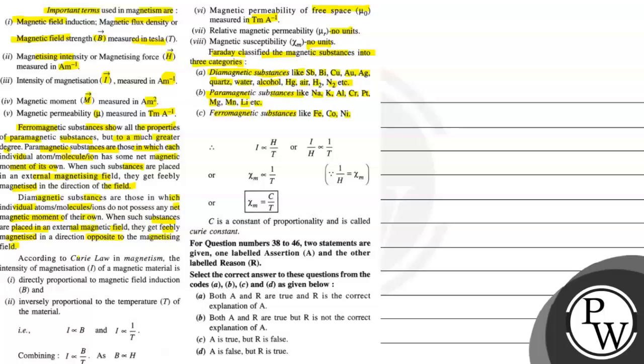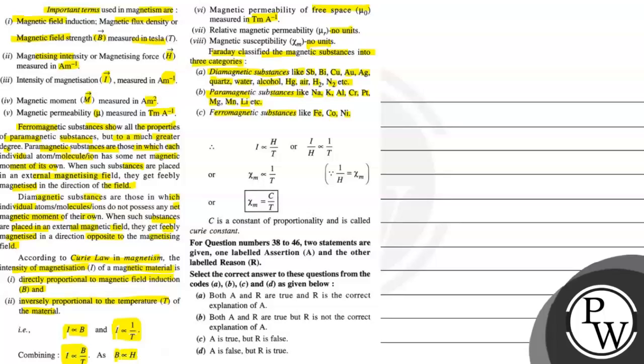According to Curie's law in magnetism, the intensity of magnetization I of a magnetic material is directly proportional to the magnetic field induction B and inversely proportional to the temperature T. So I is directly proportional to B, and I is inversely proportional to the temperature T. So they just combine it: I is directly proportional to B upon T. As B is directly proportional to H, I is directly proportional to H upon T, and we can say that I upon H is inversely proportional to T. Because I upon H is the chi m, we have just put that value here. So it becomes chi m equals C upon T, where C is the constant of proportionality and is called the Curie constant.